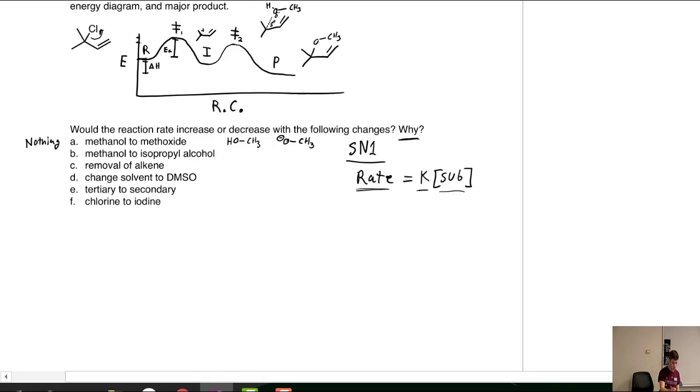So what if we changed methanol to isopropyl alcohol? It's been a while since I've drawn it. I'm pretty sure isopropyl looks like this. So we know we have another alcohol. So what's going to happen to our rate if we switch this guy out for this guy? Nothing will happen to the rate, because this is the nucleophile. So it doesn't matter what we change our nucleophile to, it's independent of the rate law. It only depends on the substrate. Does that make sense? Okay, so I'm going to go ahead and erase this one. So we'll say nothing for this one.